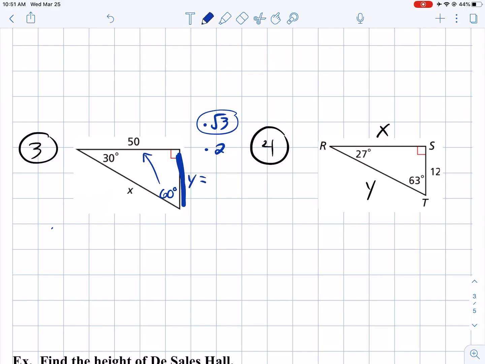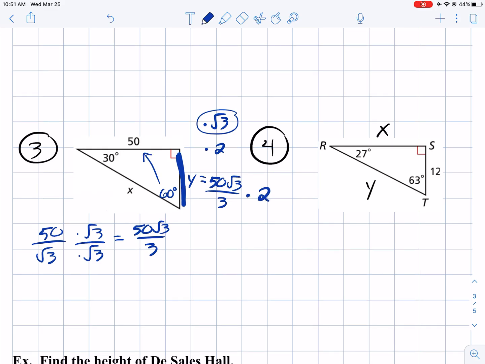Now you do the opposite. You would do 50 divided by root 3. Multiply top and bottom. We get 50 root 3 over 3. And I know that wasn't the side length that you were asked to find. You were asked to find the hypotenuse. But now it's so much easier because you can just take that short leg, multiply by 2, and you have this hypotenuse length. That's just 100 root 3 over 3. We can't simplify anything else, so you're done.